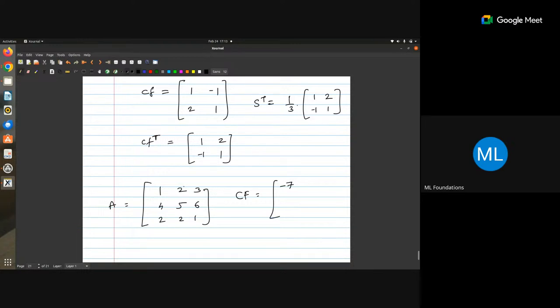Then for this position, 4 minus 12, which is minus 8. Minus 8, but then it is the 1-2 position, so it is plus 8, right? Yes. Then for this position, it will be 8 minus 10, which is minus 2, and it is the 1-3 position, so minus 2 will remain as it is, right? Then for this position, it will be 2 minus 6, which is minus 4.